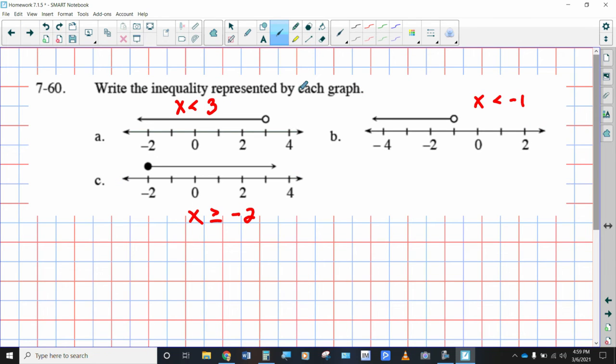All right, write the inequality represented by each graph. So our boundary number is 3 here. 3 is circled, but it is not shaded in, which means x is anything less than 3 because all the numbers less than 3 are being shaded in. Our boundary number here is -1. It's circled, which means it can't be equal to that, but everything less than the -1 is a solution, so x is less than -1. Here, our boundary number is the -2, and it is shaded in, which means that it is a part of the solution set. So everything greater than -2, as well as the -2, is a solution. So x is greater than or equal to -2.